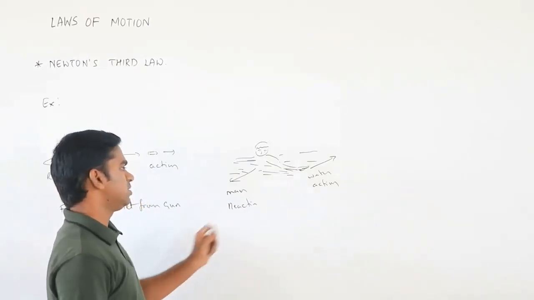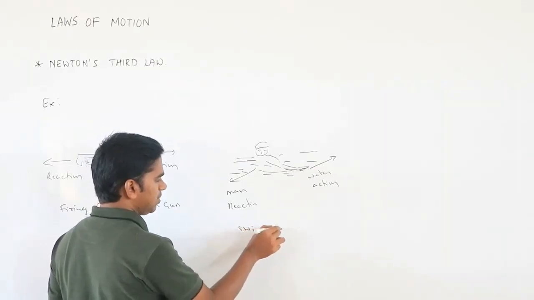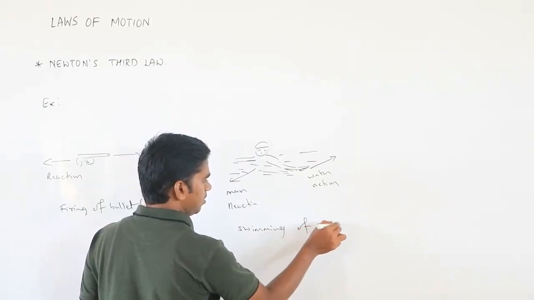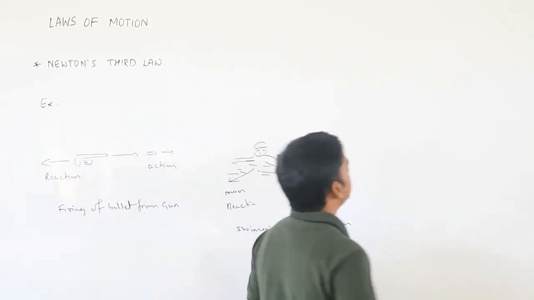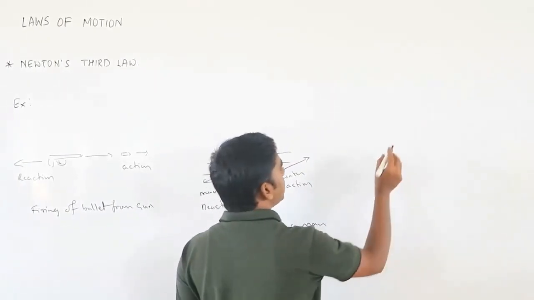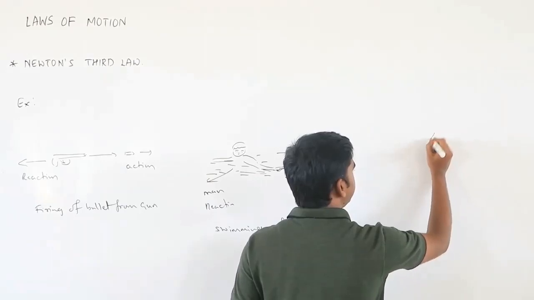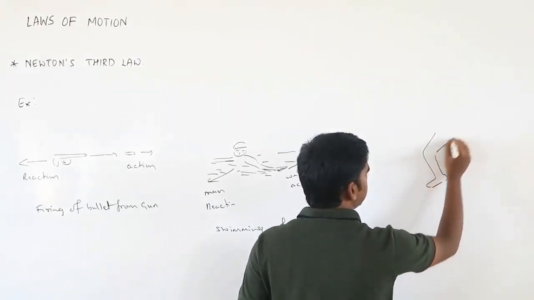So the swimming of a person is also an example of Newton's third law, swimming of a man. Okay, obviously you can take an example, not only a man. So similarly, the walking of a person. If you look at the walking of a person, what will happen? Okay, you can take this as walking.